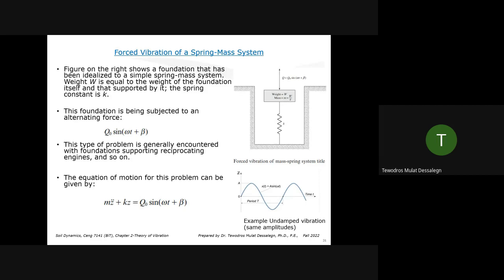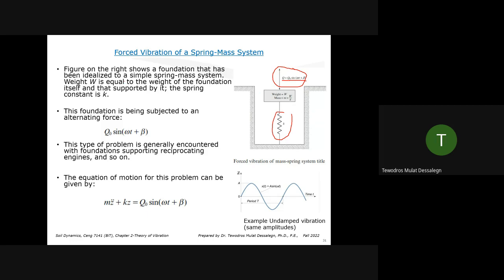Okay. Let's see the second case. Now we're going to make it a little bit more complicated. The simplest case we had was just a spring and a mass and just an initial disturbance. Now let's assume we actually have a motor vibrating on the foundation. We have a constant force acting on the foundation. Still, the soil is assumed to have no damping. We have only a spring. So step by step, we're getting more complicated.